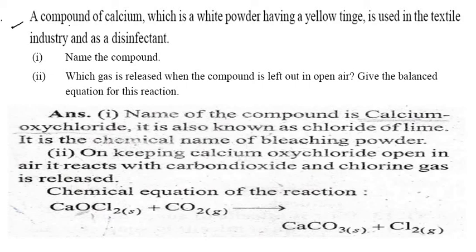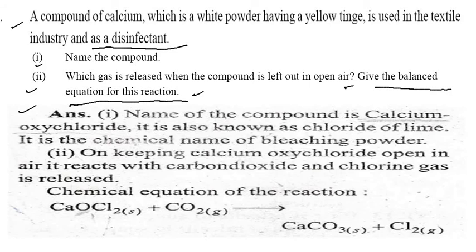Now come to the 9th question. A compound of calcium which is a white powder having a yellow tinge is used in the textile industry and as a disinfectant. First, name the compound. Second, which gas is released when the compound is left out in open air? Give the balanced equation for this reaction. Now, let us write the answer.